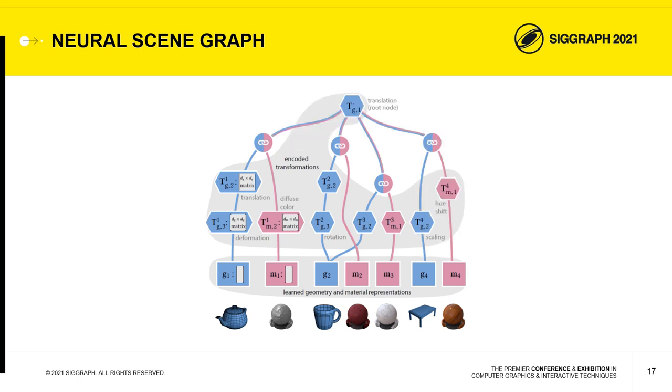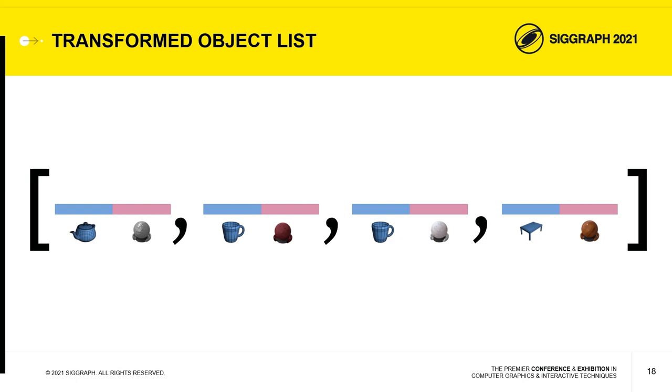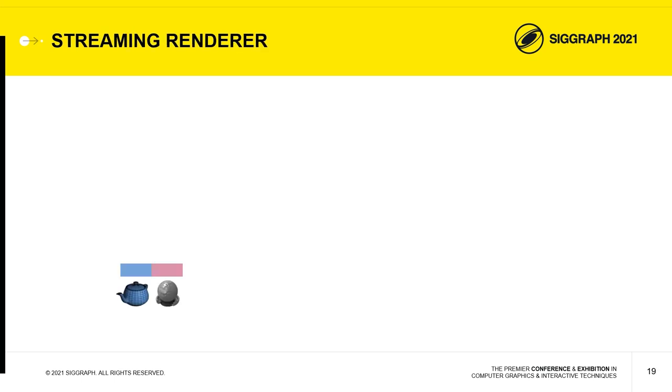And ultimately, by traversing this graph and applying different operations in sequence, we end up with a list of transformed objects and materials. And this is then much easier to give to a neural architecture, because instead of trying to invent a neural rendering architecture that deals with arbitrary graph structures, now we only need an architecture that can handle a variable number of inputs. To tackle this, we use a recurrent architecture.